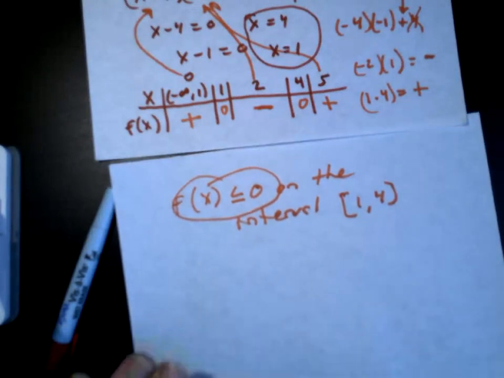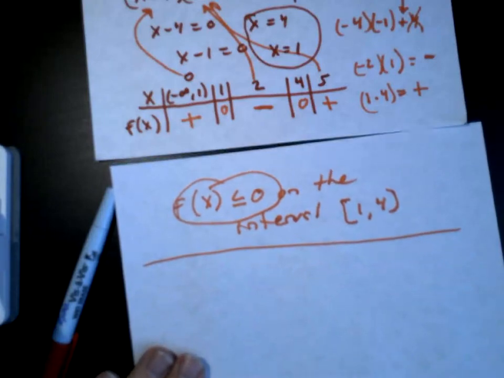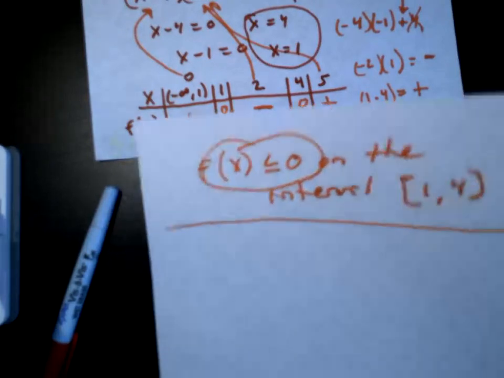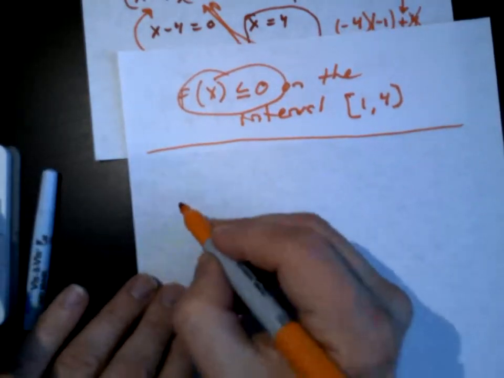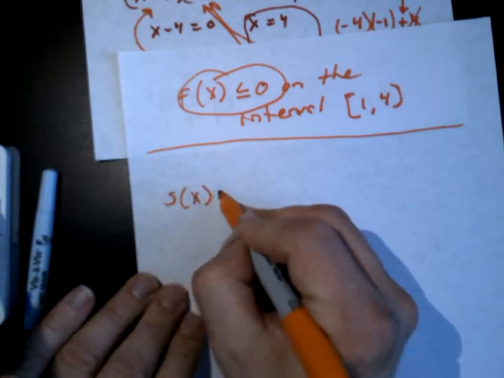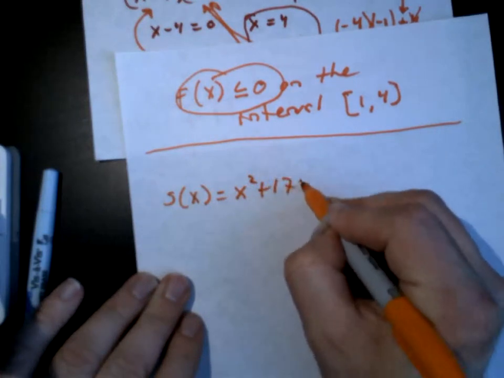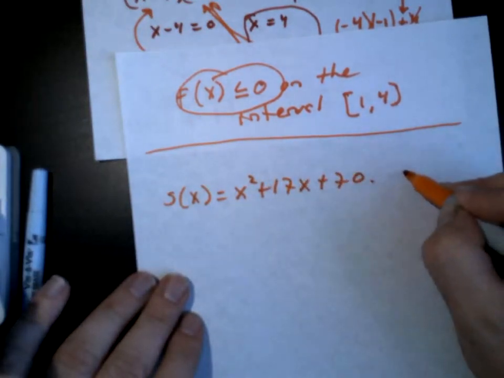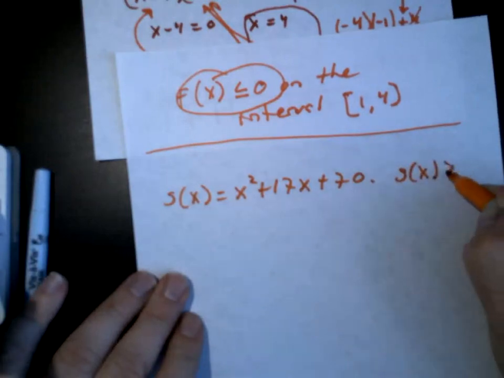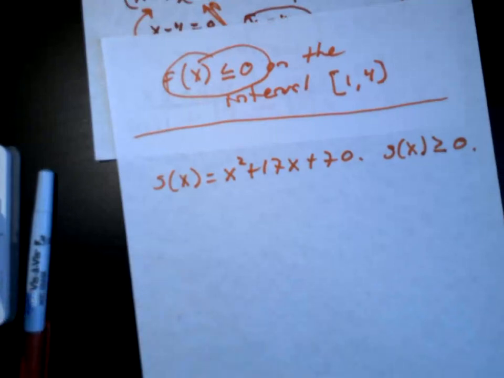What I want to do is maybe do one more. But this one requires us to do something different. I'm going to go a little faster on this one because I think you're getting the hang of this if you think about it. So I'm going to pick this one, which is x squared plus 17x plus 70. And maybe I want to pick when g of x is greater than or equal to 0. So that's what I want.